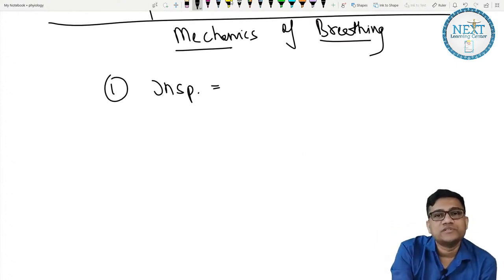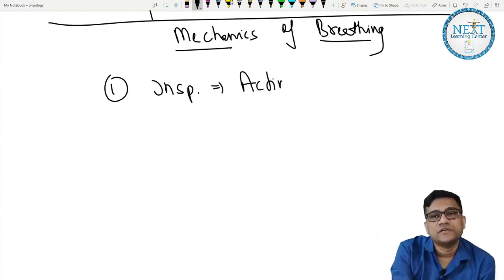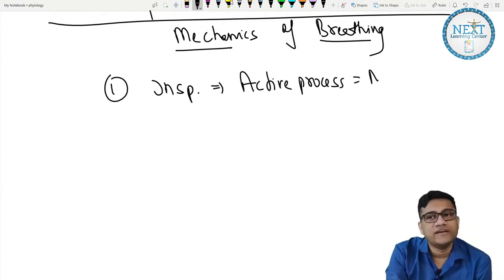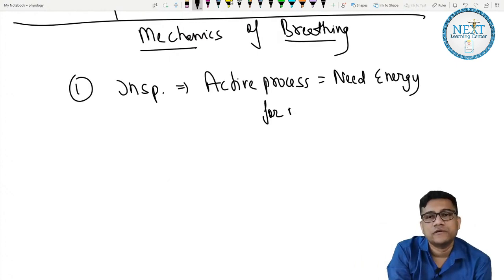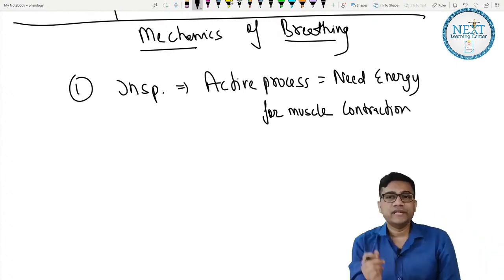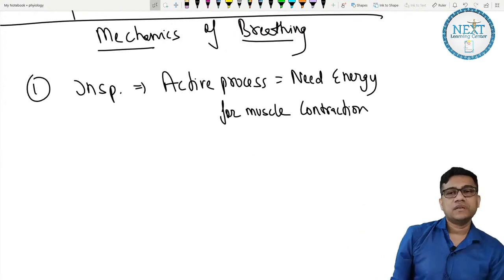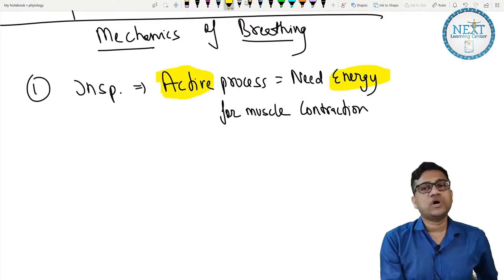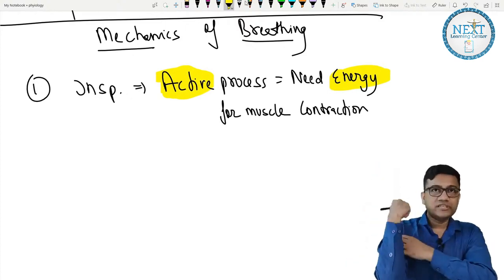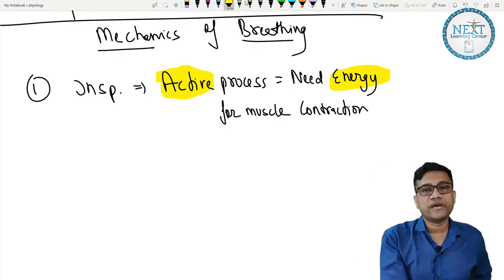So what kind of process is it? It's an active process. Why active? Anything which uses energy is called active. It needs energy for muscle contraction. So what does active mean? Energy. Anything which uses energy is called what? Active. Obviously muscles use energy, so that's why we need food. The muscles cannot work without energy.